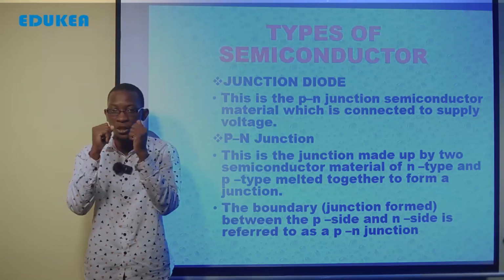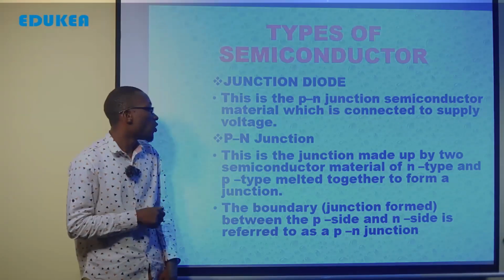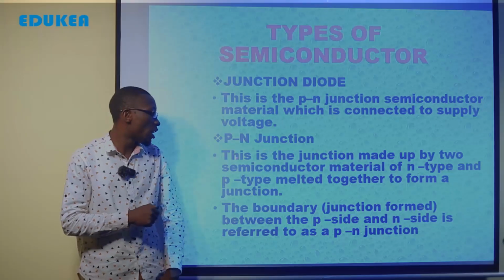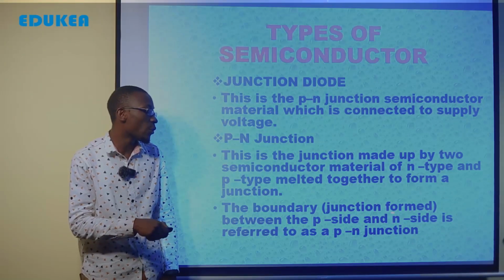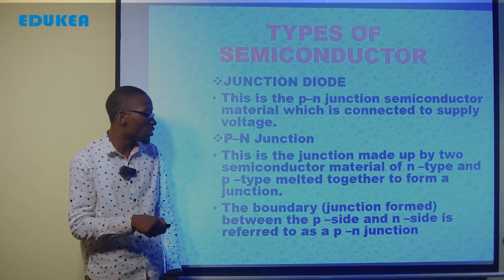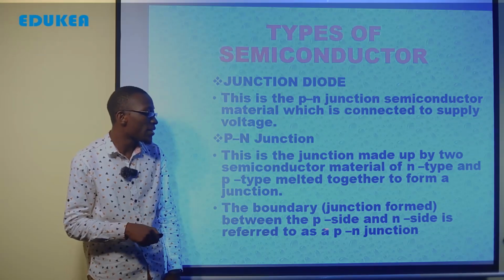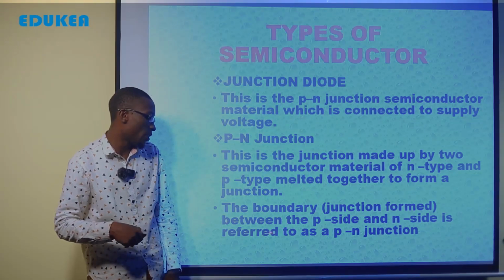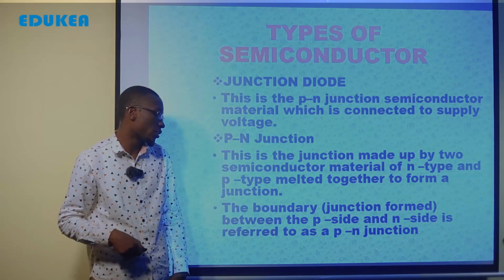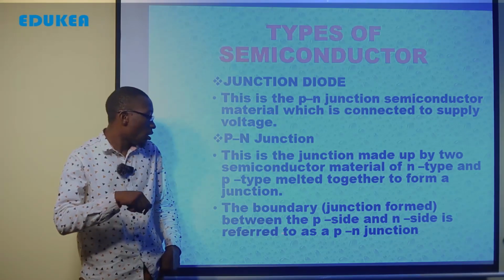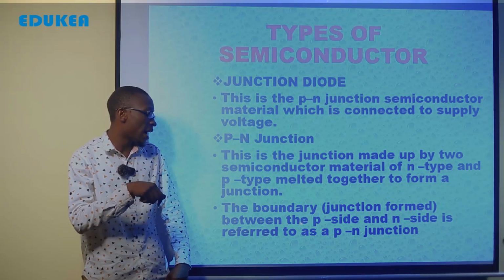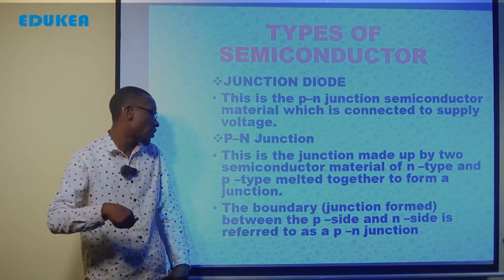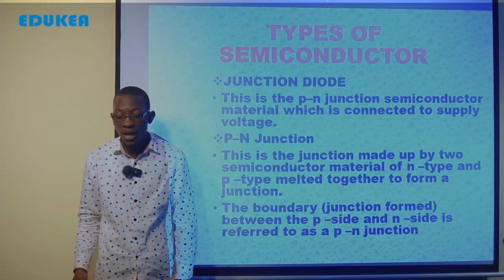PN junction. Kwa maana hiyo ndio definition ya PN junction. The boundary or junction formed between the P side and N side is referred to as a PN junction. Kwa hiyo ile boundary, ule mpaka au ule junction ambao umetengenezeka kati ya P side na N side is referred to as a PN junction.